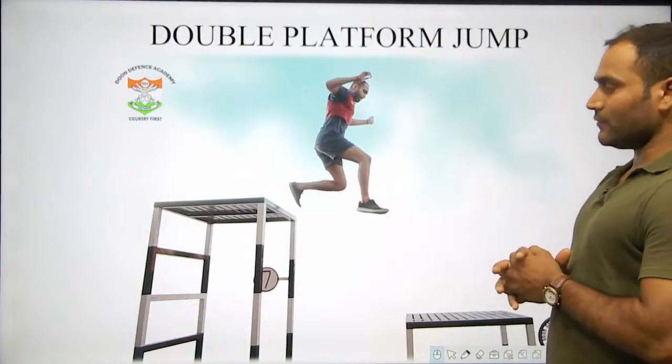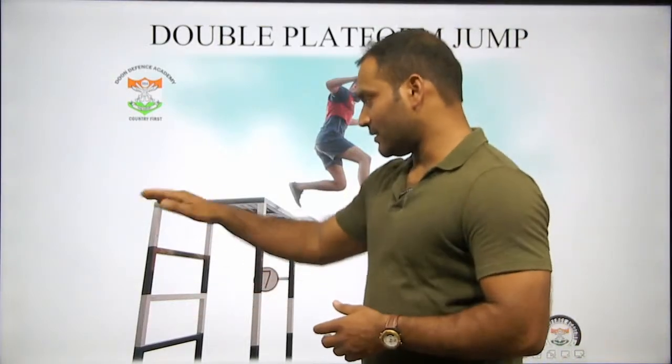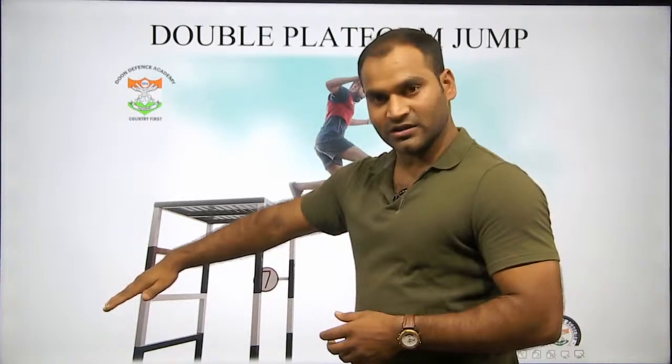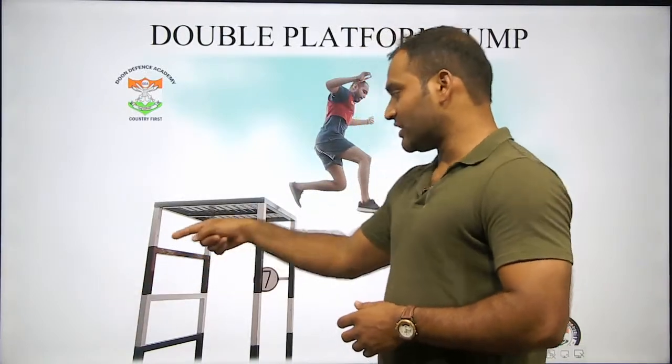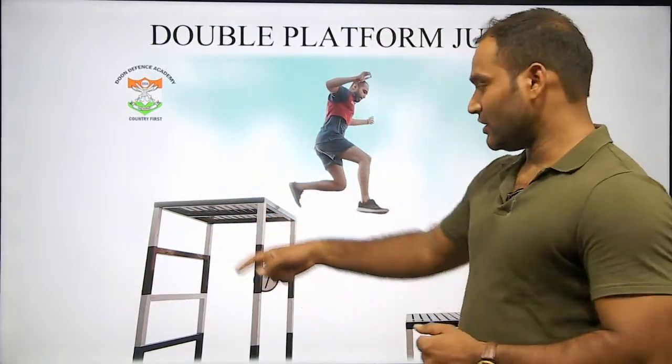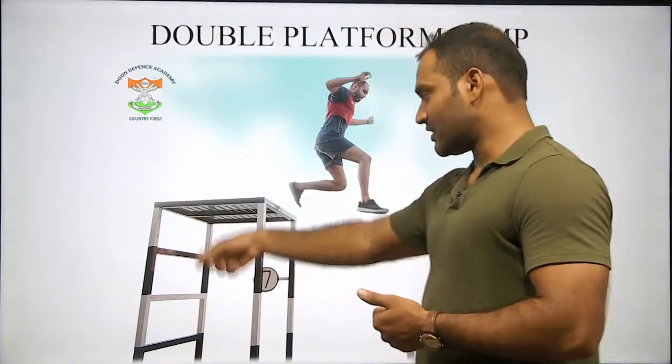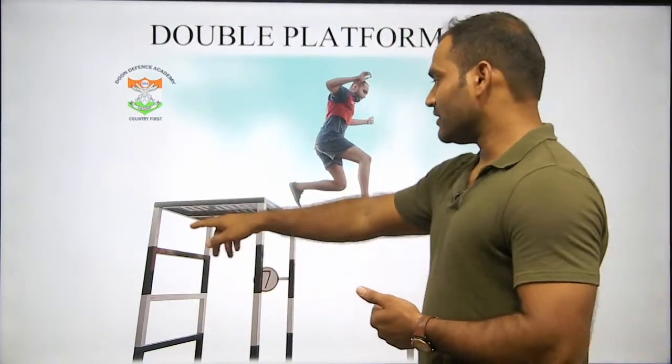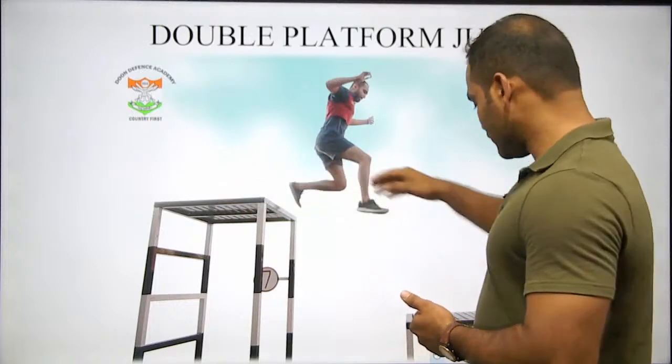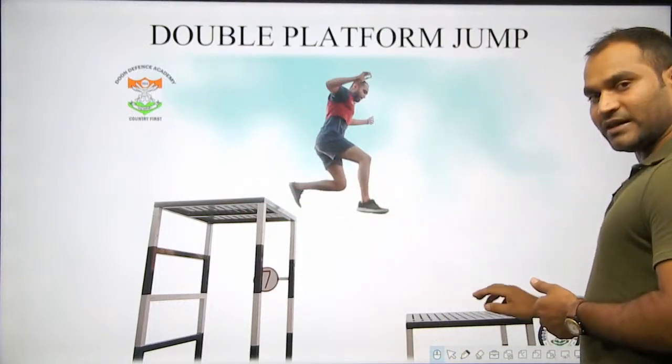Next is the double platform jump. The ladder can be just vertical or a little bit tilted, or inclined. So you can use the ladder. If it is inclined, you are not allowed to touch it. If it is vertical, then you can touch it. Without touching it, you can't step on it. Once you reach the top, from there you have to target the center of the next platform.